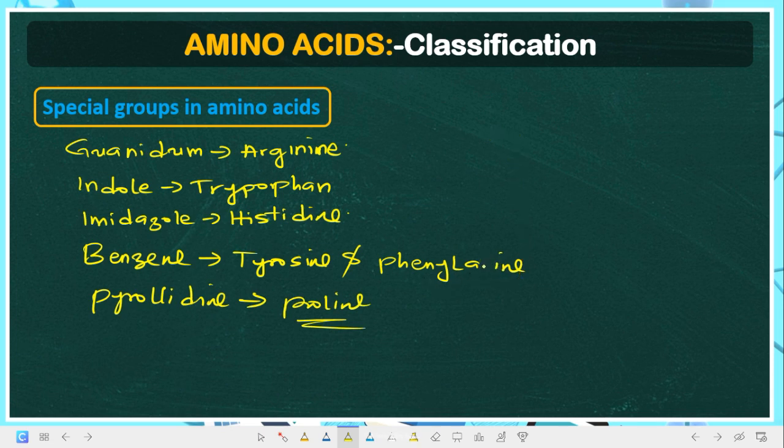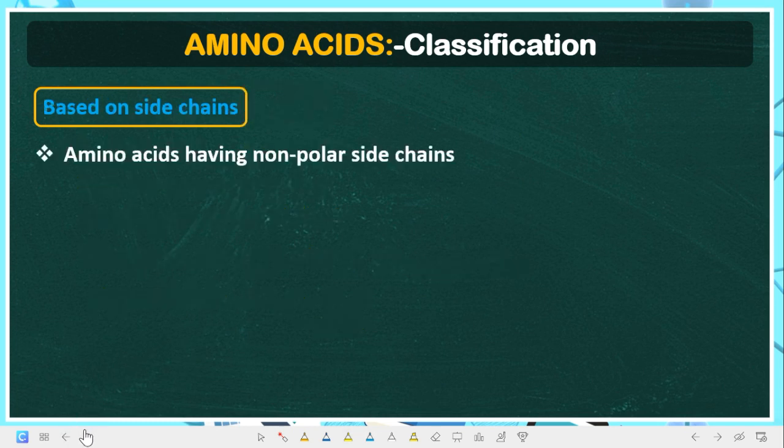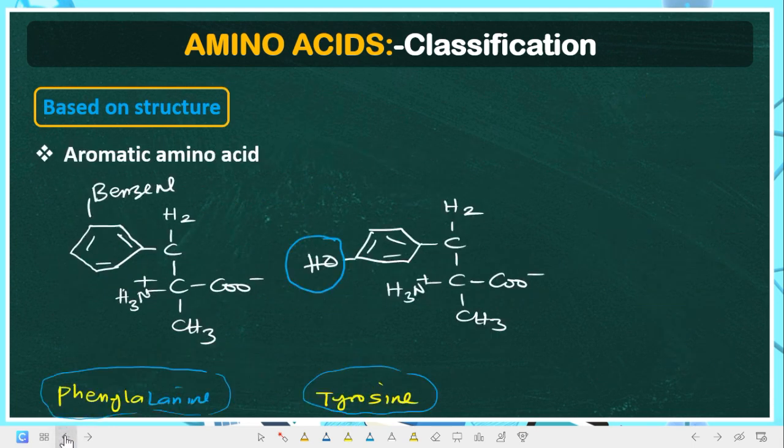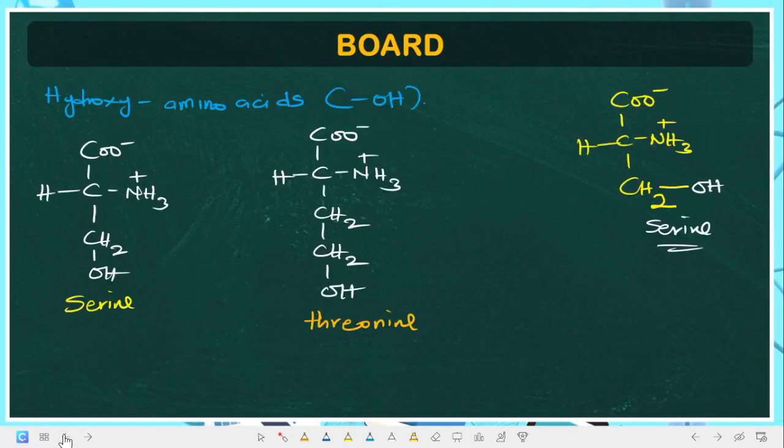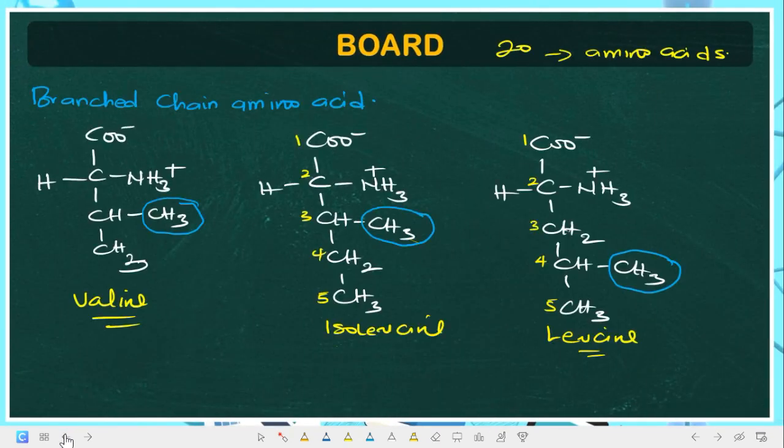So that is that. You should be able to identify them. Now the next thing we are going to look at is based on side chains. There are some amino acids that have non-polar side chains. Let's look at examples of such amino acids, that is to say the side chains are non-polar.